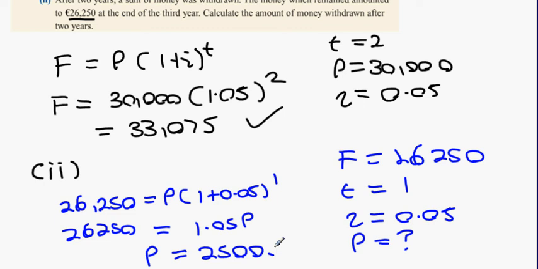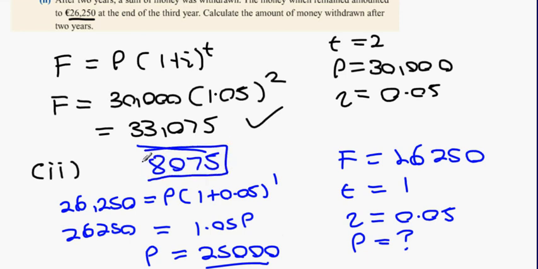This means at the start of the third year we started with 25,000, which means that we removed money. Take these two numbers away from each other, and you're going to get 8,075 as the amount we removed to go from 33,075 down to 25,000.